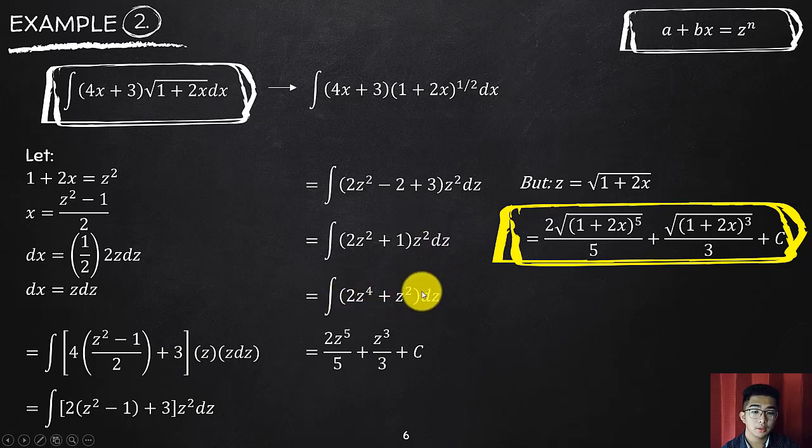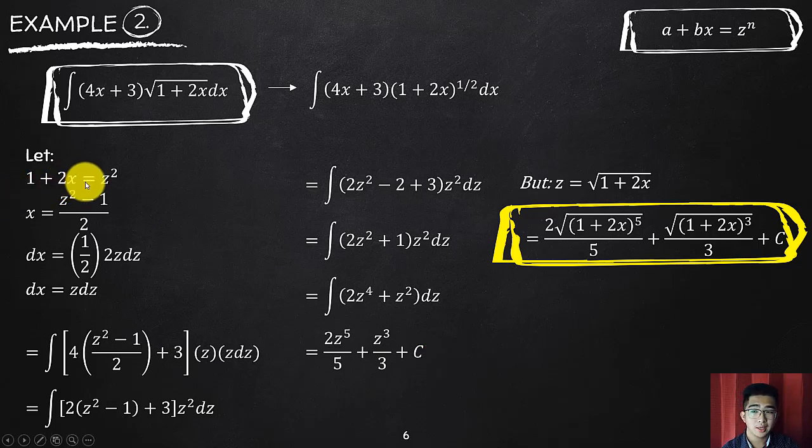These two can be integrated using the simple power formula, correct? So this becomes 2/5 z raised to 5 plus z cubed over 3 plus c. Okay, so this is now your integral. However, recall, this is substitution. Your final answer should not contain the substituted variable, but instead it should contain the original variable of your problem.